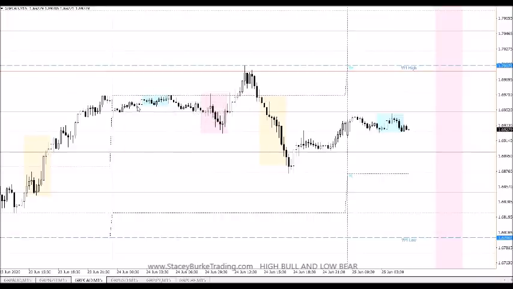The market was in consolidation. We have obviously a high bull and a low bear in a very tight consolidation. This isn't something that I mark often. I wait for the market to move out. But again, we have our normal high and low.